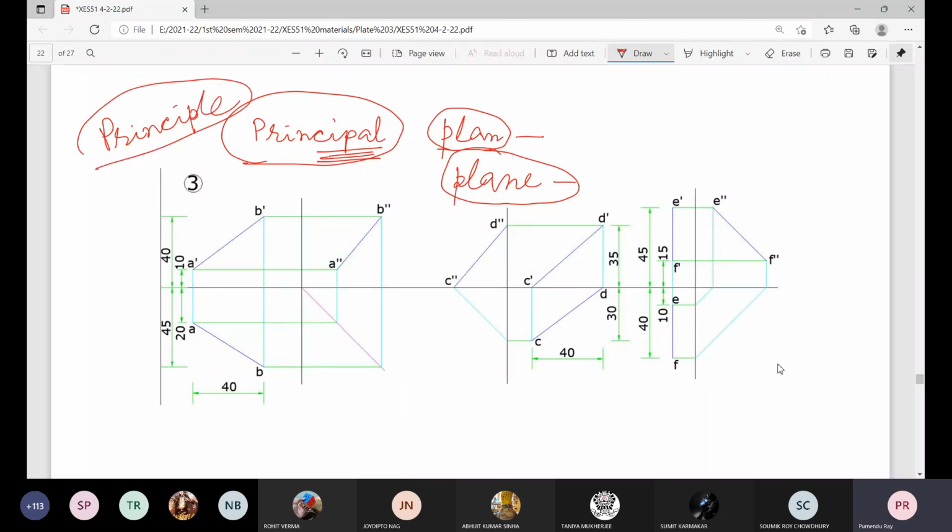So this is my experience when I go through your scripts. So this principle and principal, and regarding pronunciation, this plan and plain. Okay, please don't mind. These old people talk a lot of nonsense, they keep on babbling.